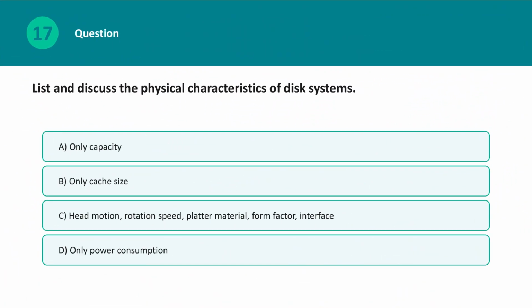List and discuss the physical characteristics of disk system. A. Only capacity. B. Only cache size. C. Head motion, rotation speed, platter material, form factor, interface. D. Only power consumption. The correct answer is head motion, rotation speed, platter material, form factor, interface.